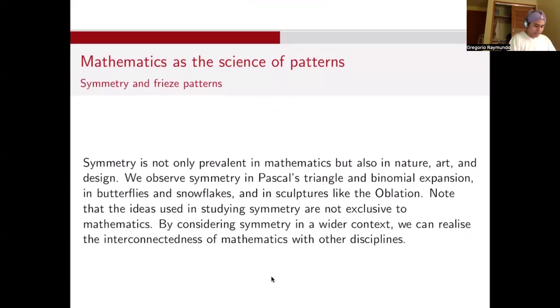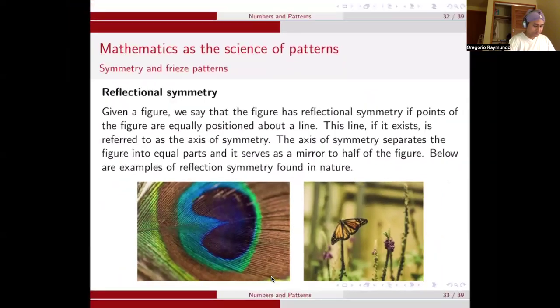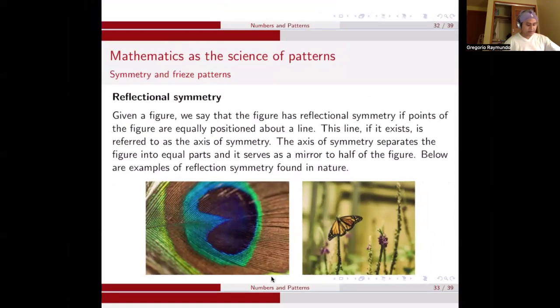And sculptures like oblation. Note that the ideas used in studying symmetry are not exclusive to mathematics. By considering symmetry in a wider context, we can realize the interconnectedness of mathematics with other disciplines. So ito yung mga iba't ibang symmetry. So given a figure, we say that a figure has a reflectional symmetry if points of the figure are equally positioned above the line. This line, if it exists, is referred to as the axis of symmetry. The axis of symmetry separates the figure into two equal parts and serves as a mirror to half the figure. Below are examples of symmetry found in nature.